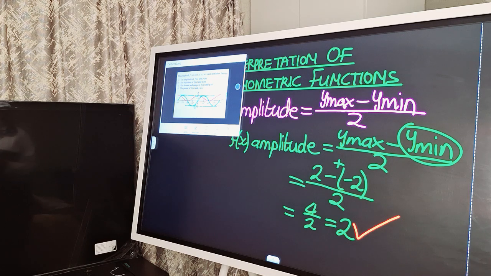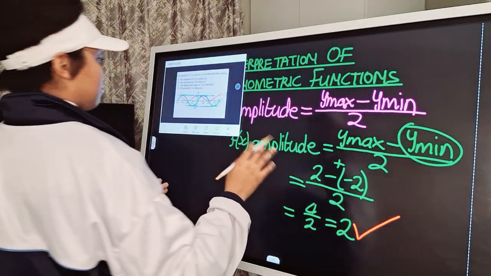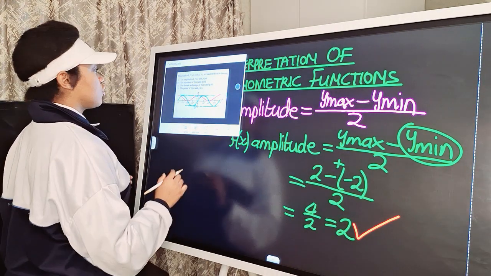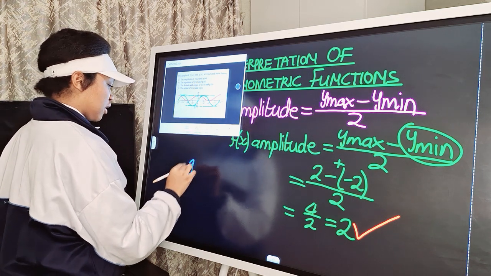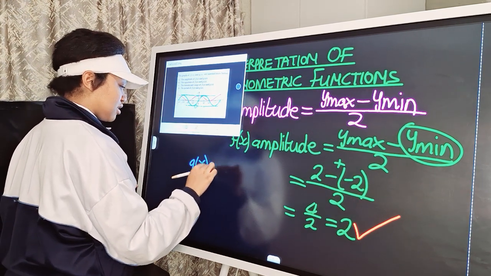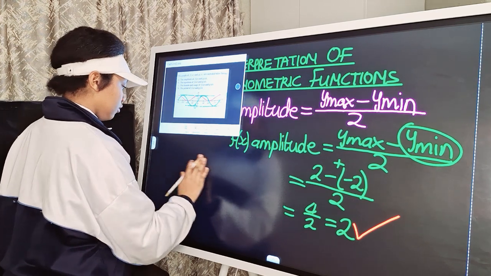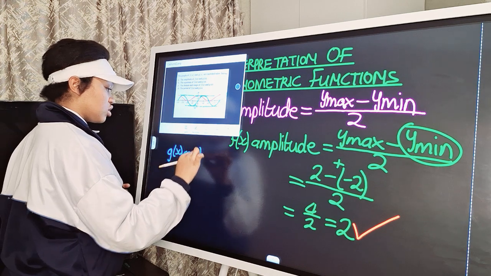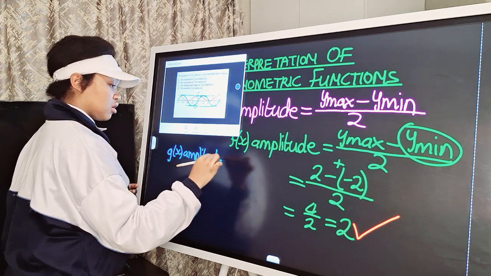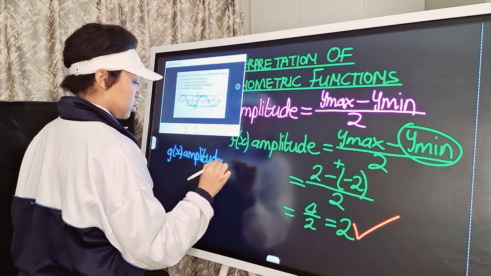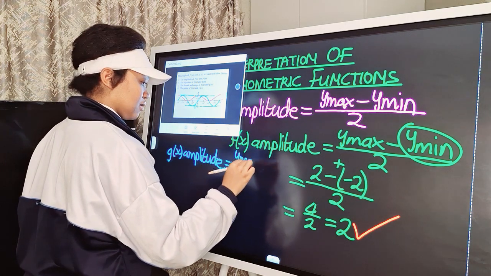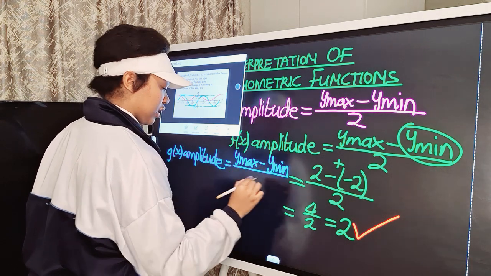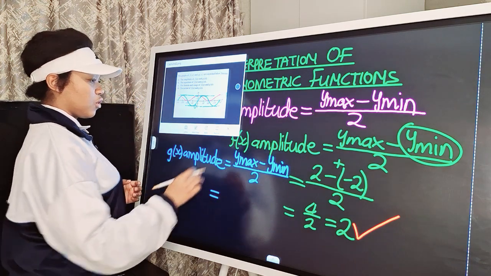Okay, we're done with the amplitude of F. Now we're going to the amplitude of g(x). Again, we're supposed to look for the amplitude of both of the graphs. Now we have g(x), so for the amplitude of g(x), we use the same formula: g(x) amplitude is equal to y max minus y minimum, divided by 2. So what is the y max for graph G?